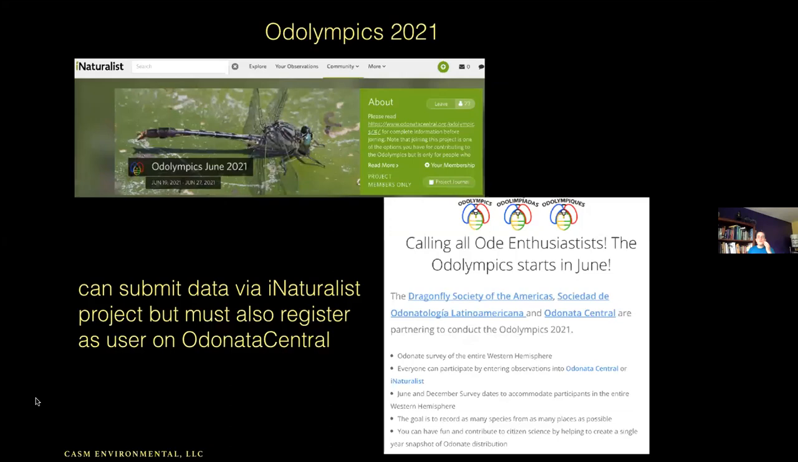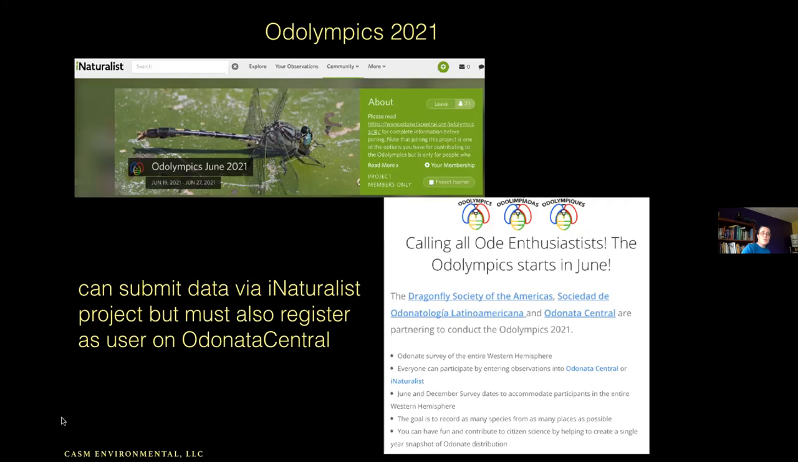And one of the things that we're doing, because we couldn't have a meeting in person this year, is the Ode Olympics. And we're doing it in June and December because it is the Dragonfly Society of the Americas, and that includes Central America. Throughout the month of June, you can either report your findings directly to Odonata Central or to the Ode Olympics Project on iNaturalist, and we'll talk about iNaturalist in a few minutes. It's just trying to get an idea of what we see in the month of June from the northern parts of Canada all the way down through Mexico. So it's kind of a fun thing since we can't get together and go out in the field, but you could also submit your findings to the Ode Olympics for the remainder of this month.